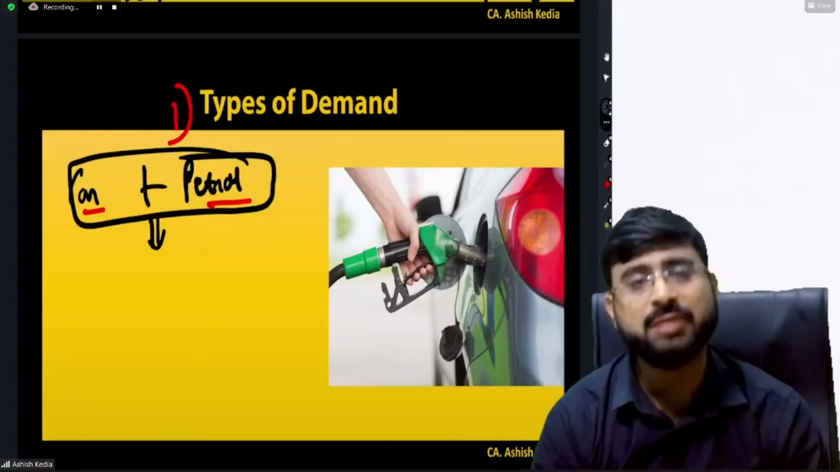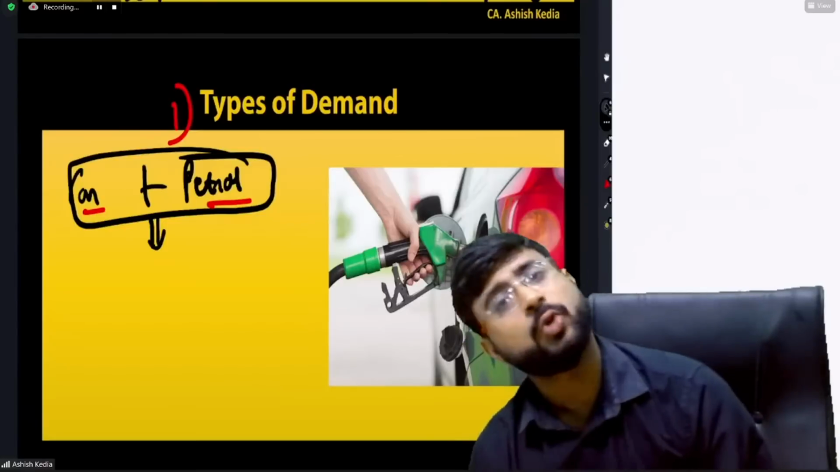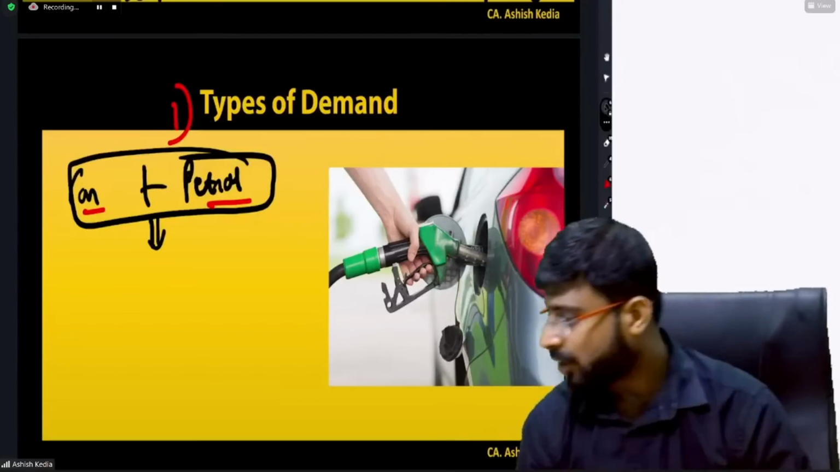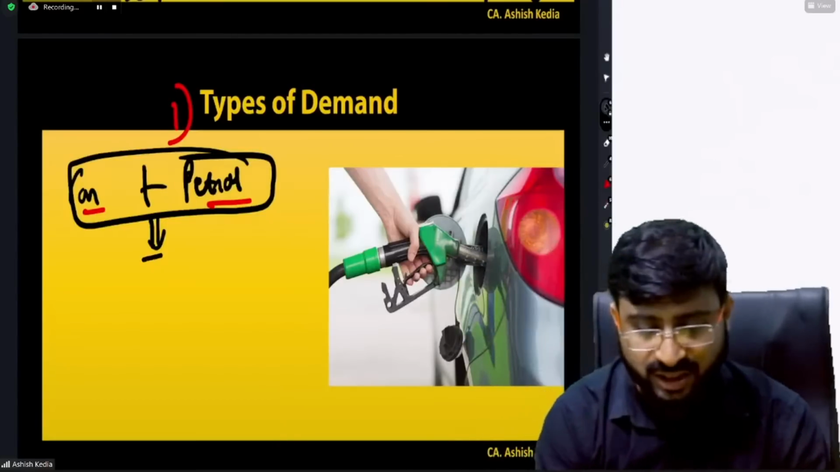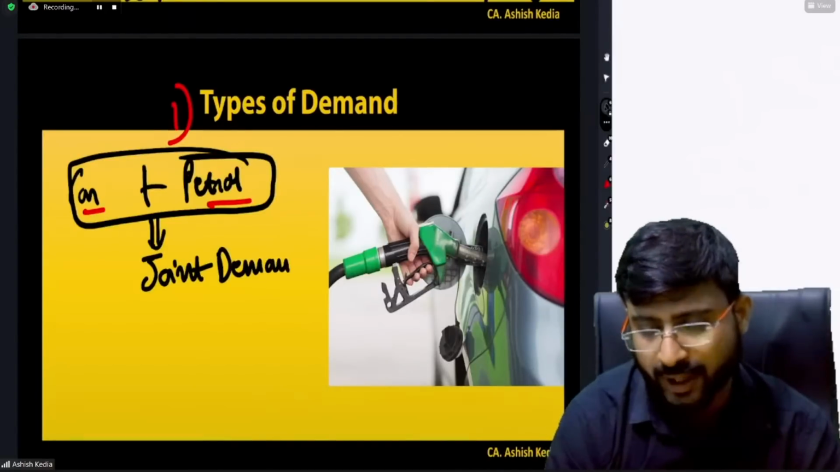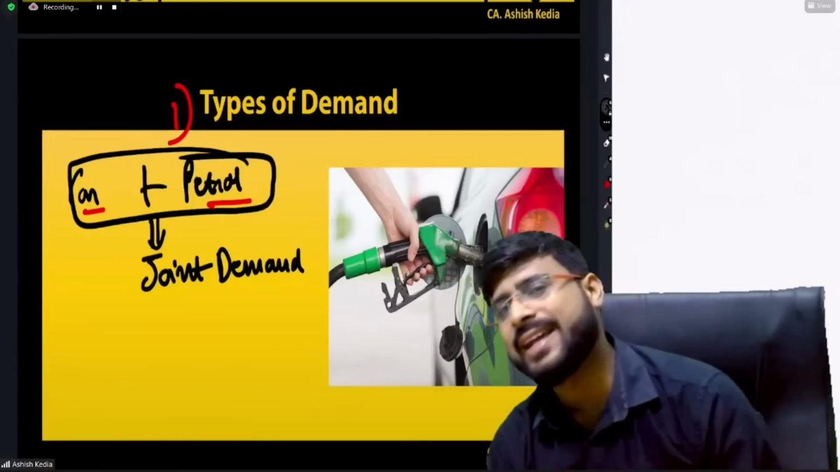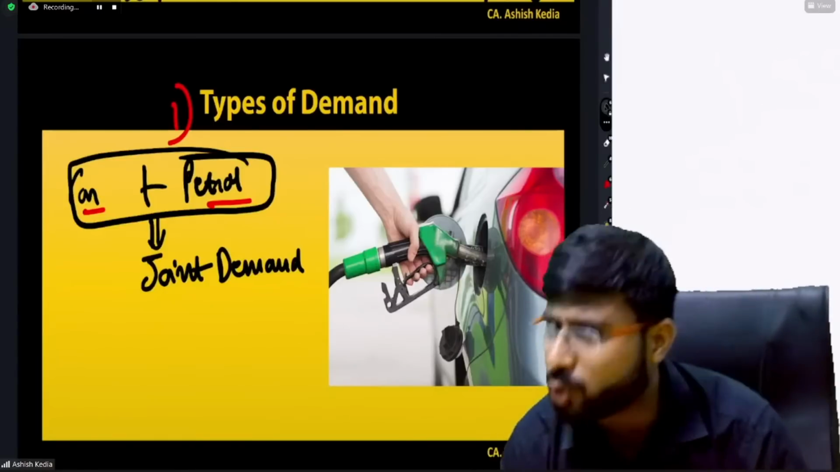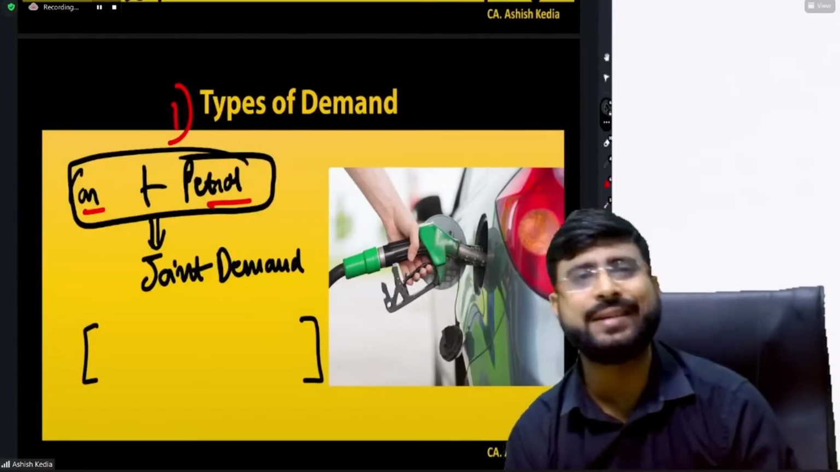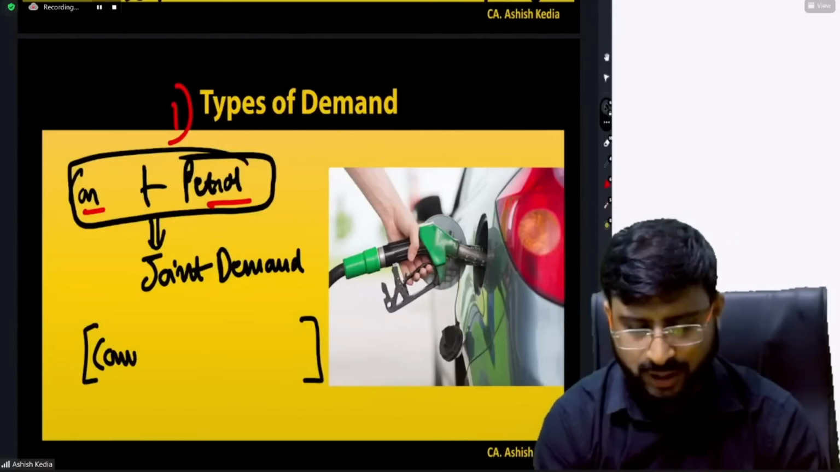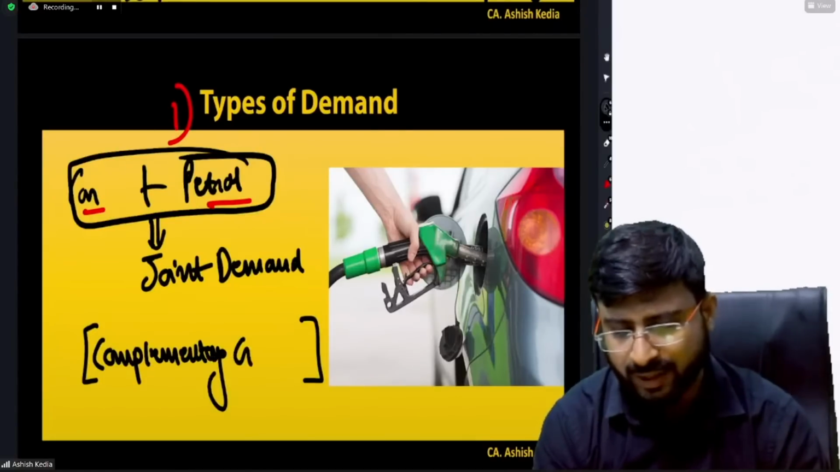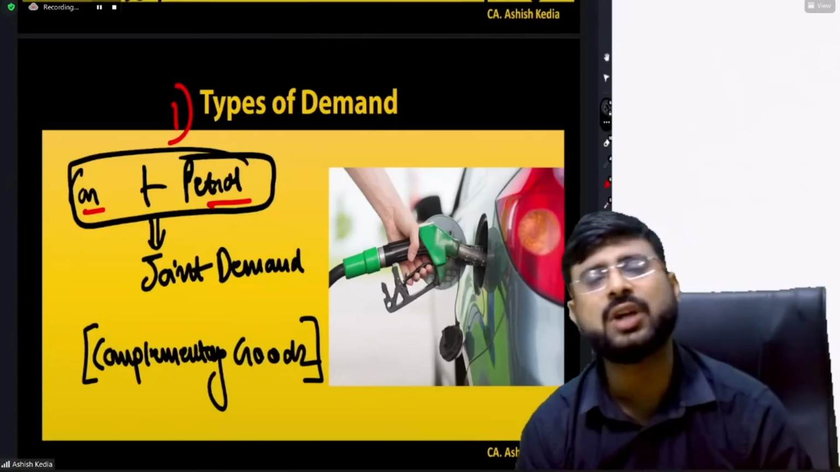Such a demand where two or more commodities are used together or required together, my dear friends, is called joint demand, where products are used jointly or needed jointly. And what are these goods called? These goods are called complementary goods.